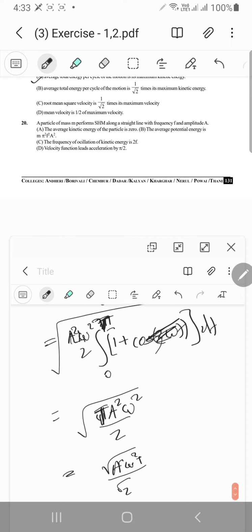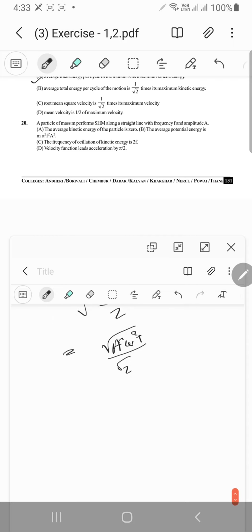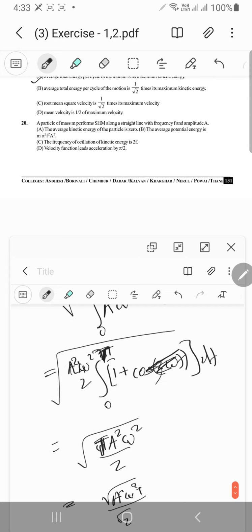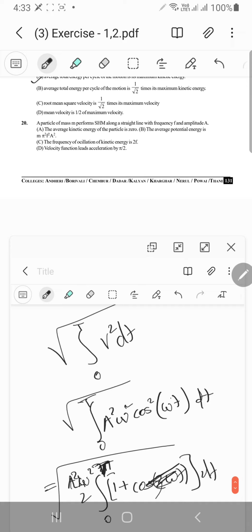Well, is this 1 upon square root 2 times the maximum velocity? What's the maximum velocity though? The maximum velocity is a omega. Something is not correct. Yep, definitely something is not correct. Why is this T for some reason? Why should this be 2 pi over there?